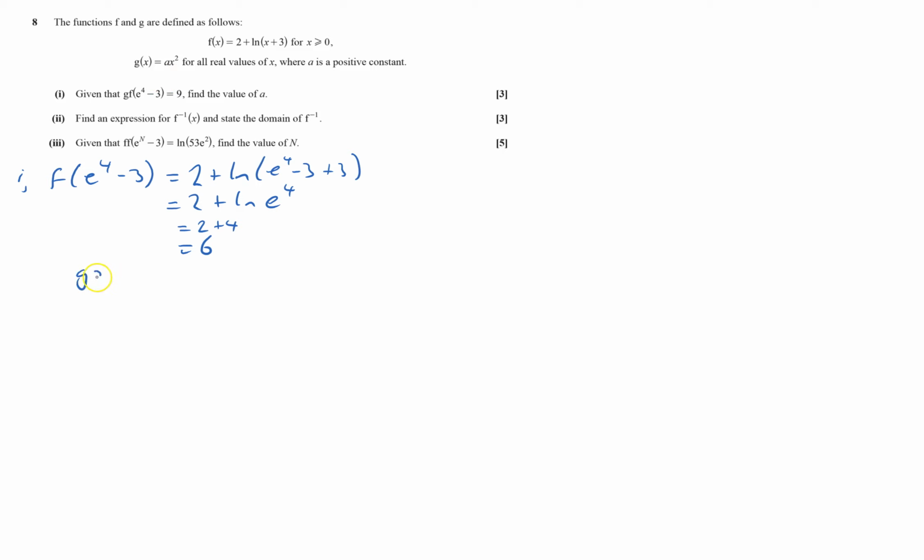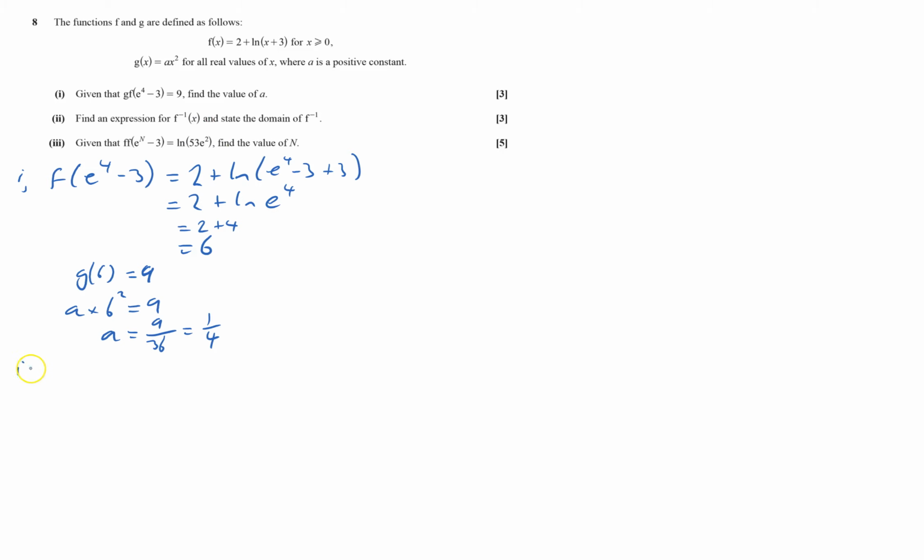So that means I put 6 into here. So I might as well write that down: g of 6 equals 9. And put 6 into here. So that will give me a times 6 squared equals 9. So a equals 9 over 36, which equals 1/4. So that does the first part.